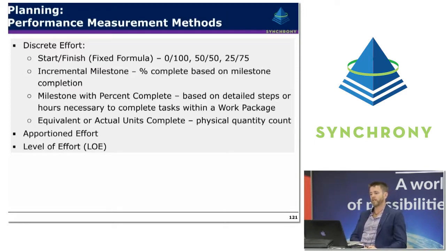And equivalent or actual units complete, or a physical quantity account. So this is the ideal situation where you're actually able to measure quantities on site, for example, and you can allocate progress based on cubic metres, square metres, or linear metres of pipe installation, whatever the particular quantity is that you happen to be installing or constructing. Okay, so they're the discrete effort.